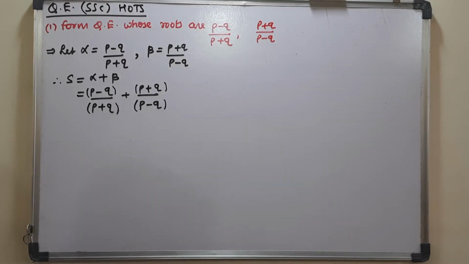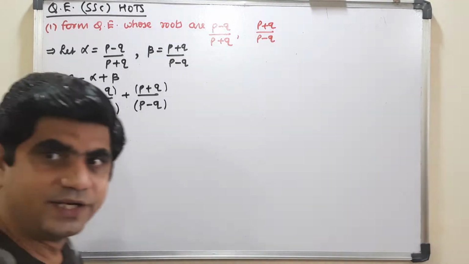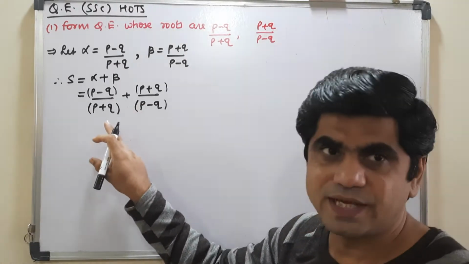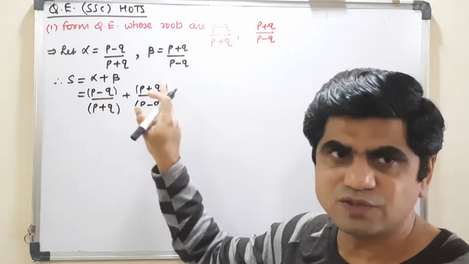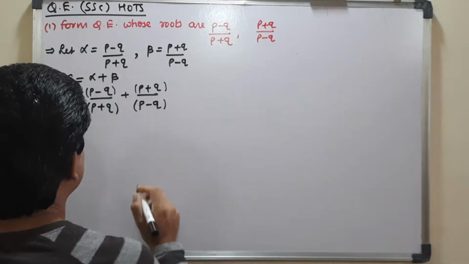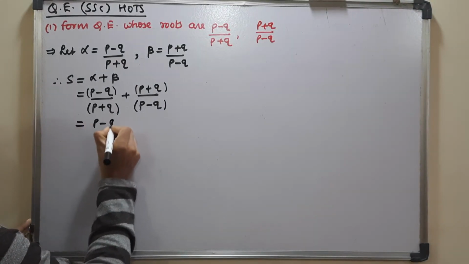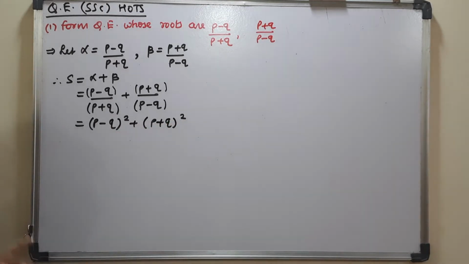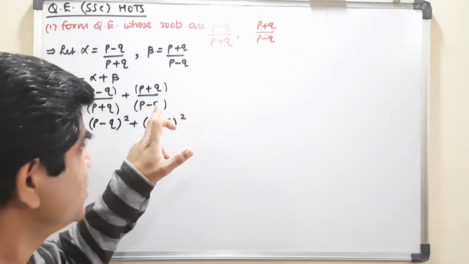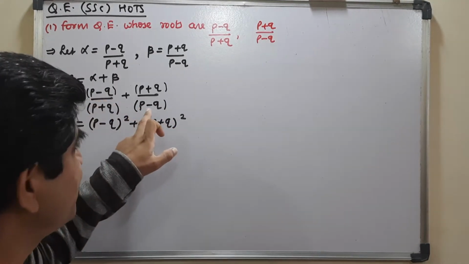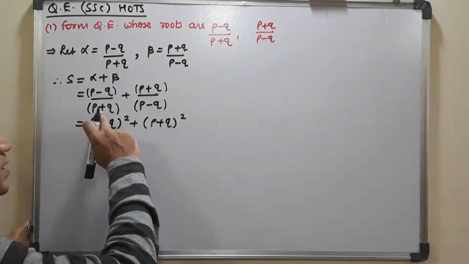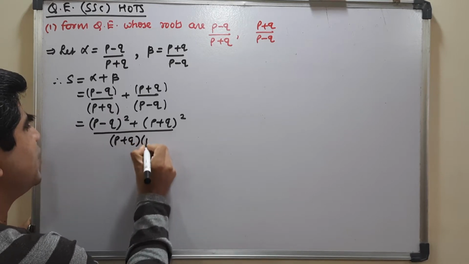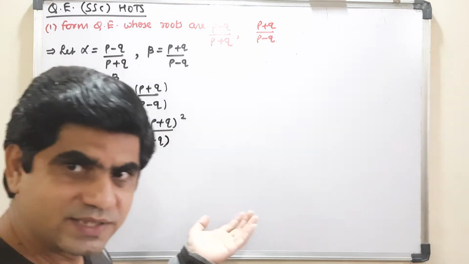Once you put the bracket, see the denominators. The denominators are not the same. You can make the denominator the same by taking LCM or simply by cross multiplication. So when you cross multiply, you get here p minus q the whole square plus p plus q the whole square. This is p minus q, even this is p minus q. When you multiply it, p minus q into p minus q becomes p minus q the whole square. The same story is over here. Upon, this is p plus q into p minus q. I hope this is very clear.